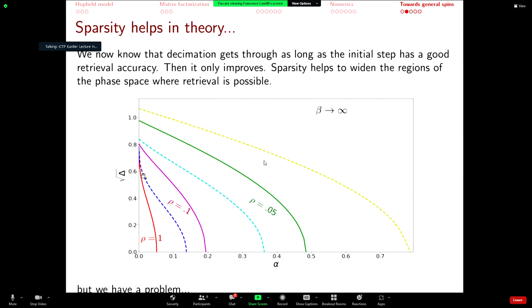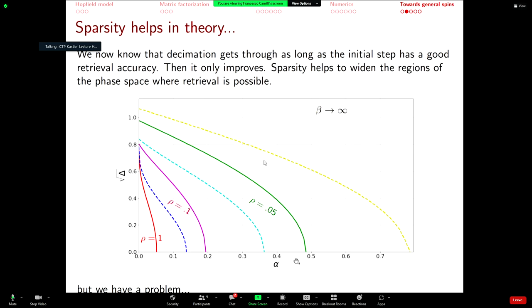But for instance, where rho equals 1, and you start the decimation procedure below this solid red curve, so with small enough alpha and delta, then decimation is able to estimate the first pattern, and then it is able to estimate the second, and so on. So it gets simply through, okay? But you see that when sparsity is rather aggressive, like 0.1, this retrieval region increases sensibly. And when rho is 0.05, it becomes huge, okay? So you can store a lot of patterns here, okay?